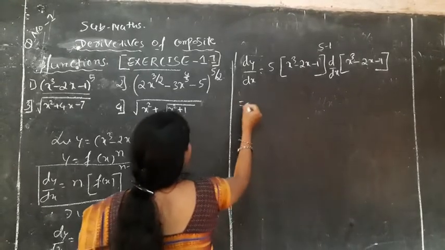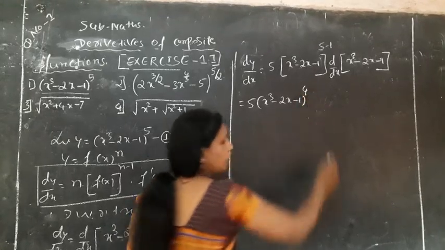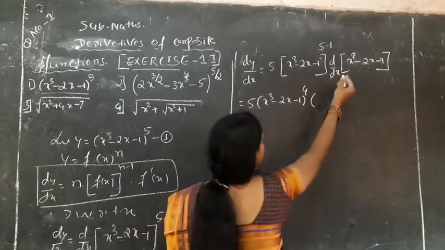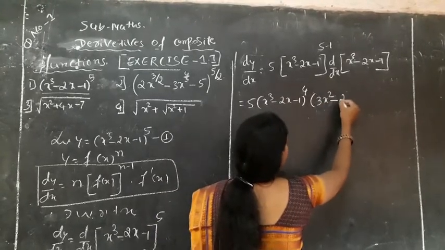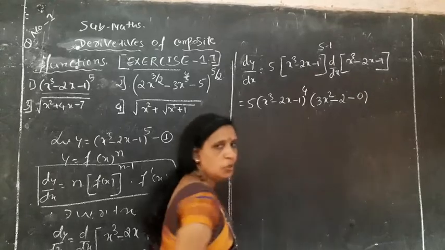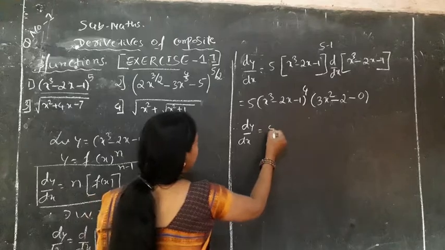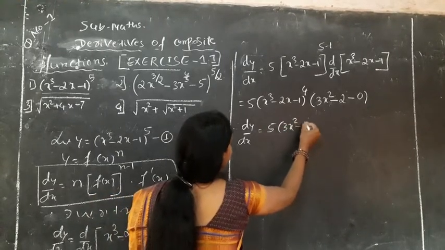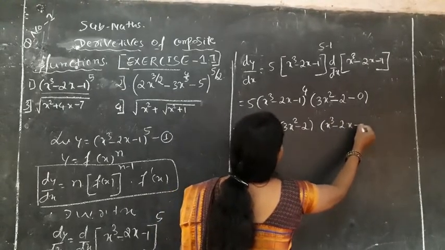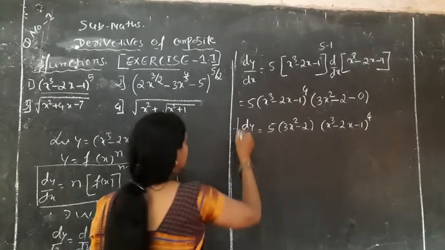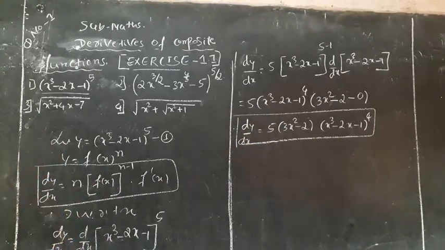Therefore 5 into the bracket x cube minus 2x minus 1, 5 minus 1 gives 4. Differentiation of x cube is 3x square. Differentiation of minus 2x is minus 2. Differentiation of 1 is 0. Therefore dy upon dx equal to 5 into the bracket 3x square minus 2, complete the bracket, x cube minus 2x minus 1 raised to 4. This is the answer for first question.